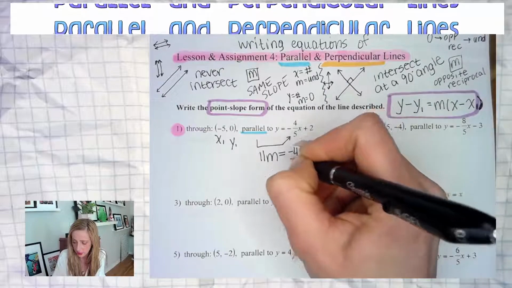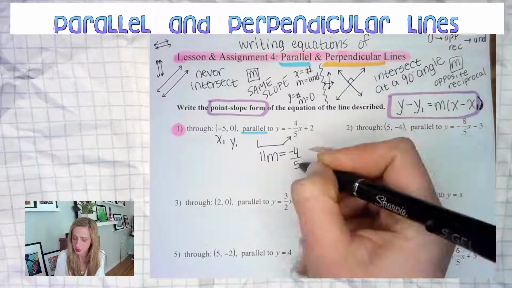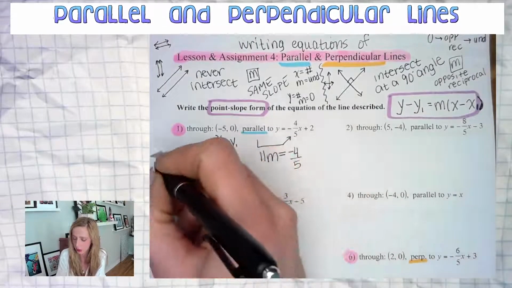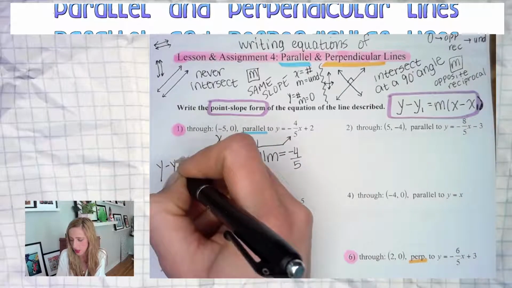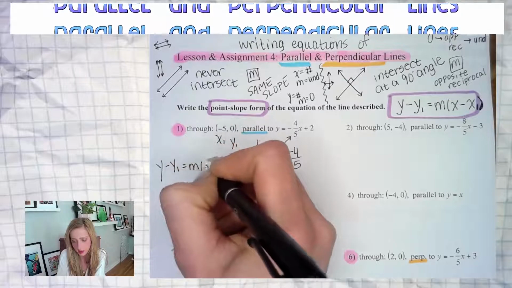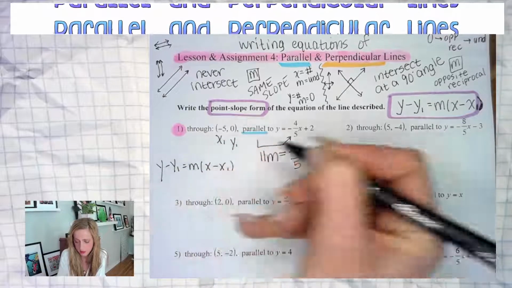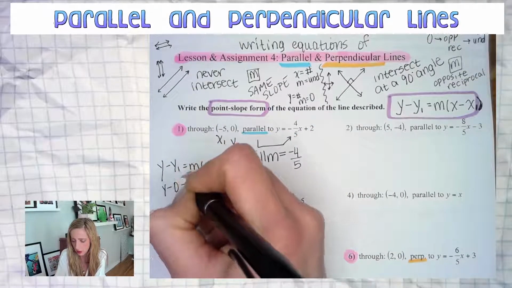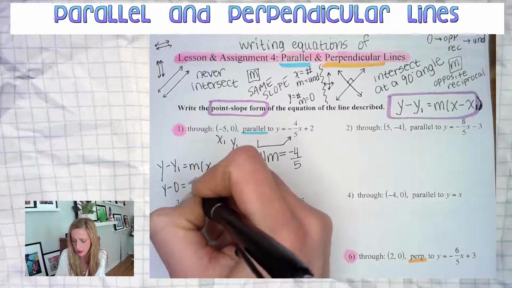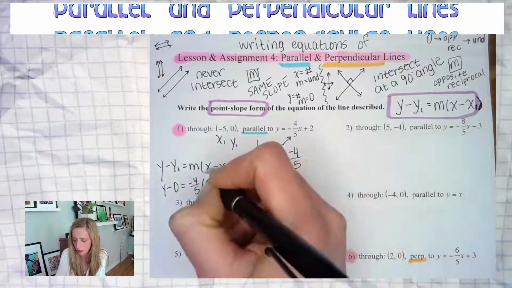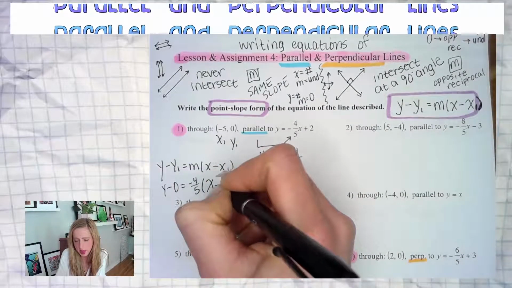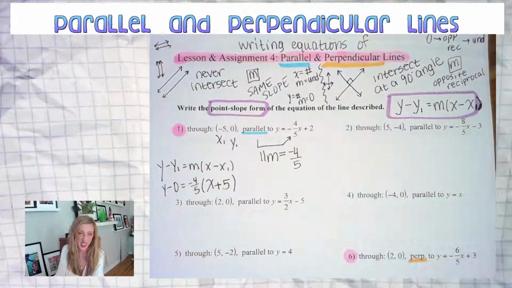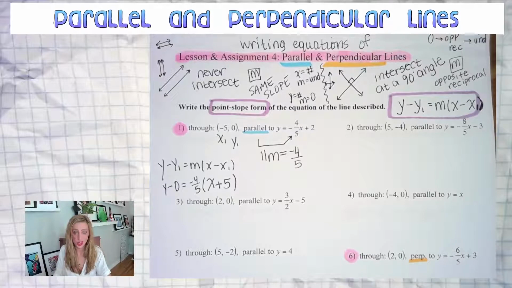So it's -4/5. So I'm going to use that slope. There's my x sub 1 and my y sub 1, and let's get started. So we're going to do y minus y1 is equal to m times x minus x1. I'm going to fill some goodies in. Y minus 0 equals -4/5 times the quantity of x minus -5, but we're going to make that plus 5. And that's it. Finished. You're done.